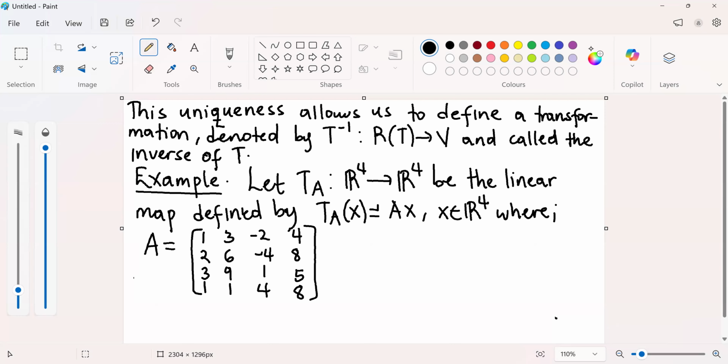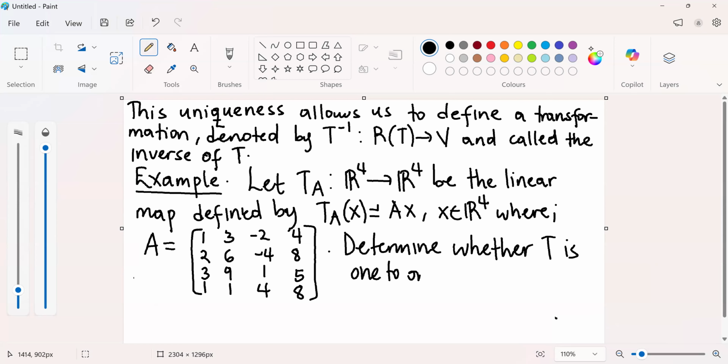So what is the question? Determine whether T is 1-to-1 or not. That's what we have.